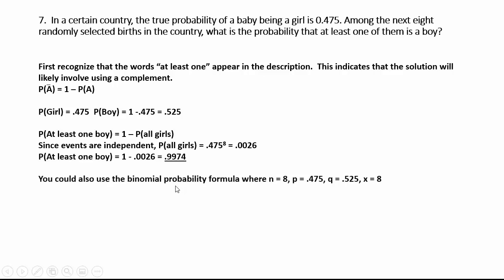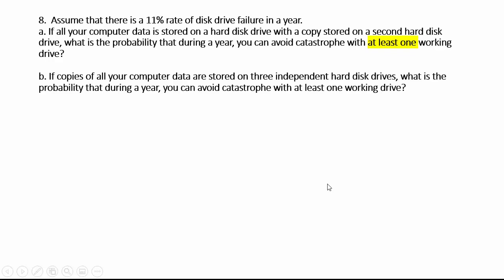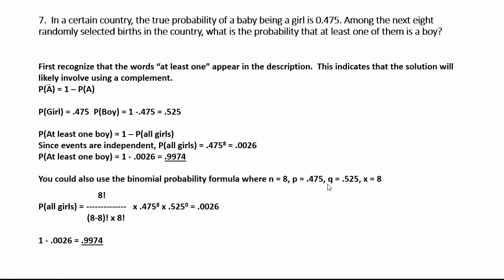Okay. Just for the heck of it, I want to make sure you realize this is also a binomial where n equals 8, the probability p is 0.475, and q, which is the complement of that, is 0.525. And we would be looking at 8 girls. If you did that, you would get 8 factorial over 8 minus 8, which is 0 factorial, or 1, times 8 factorial. This whole thing is going to reduce to 1, and as we know, the number of ways of getting all girls or no girls will always be 1. There's only one chance of that happening.